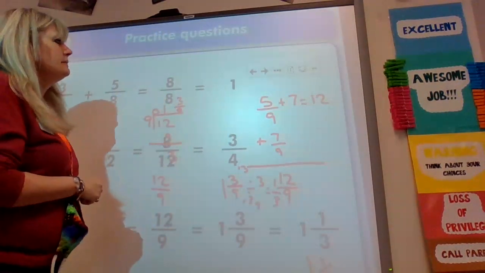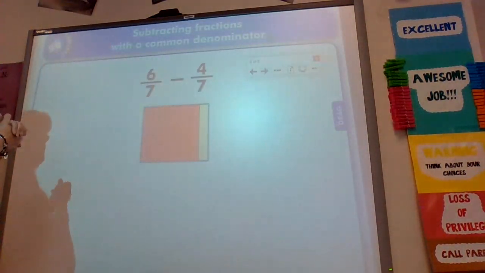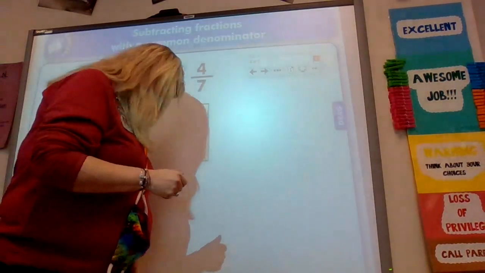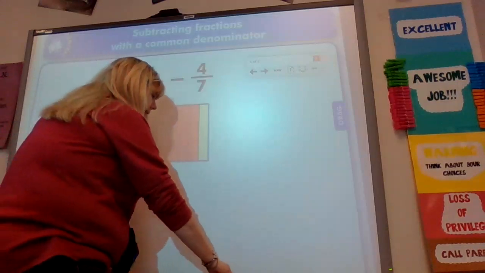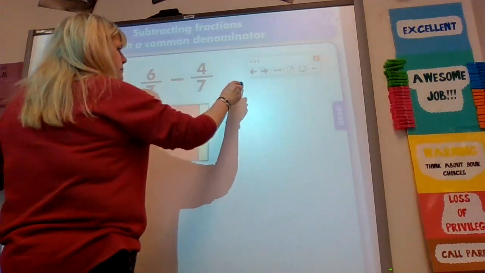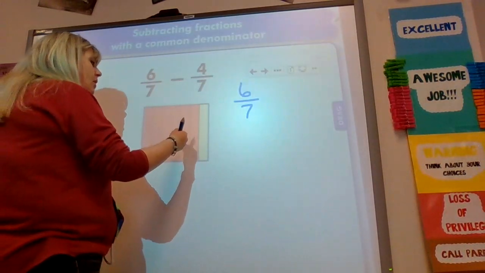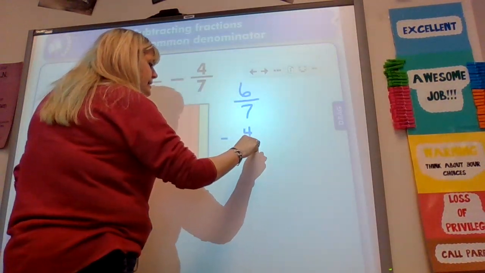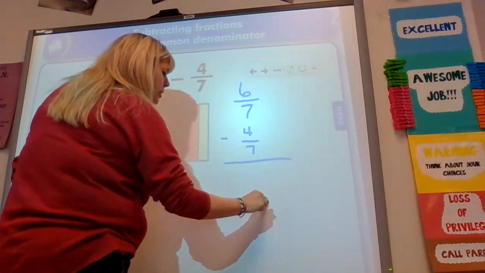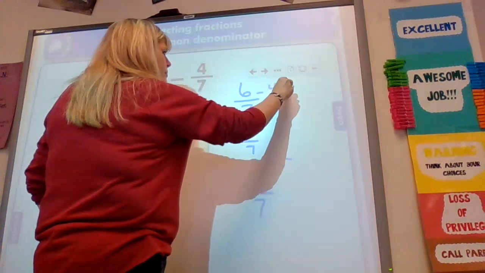All right. Let's continue on. All right. Now we're doing some subtraction, and this is a little bit different. Okay. We have 6/7 here. When we are subtracting like with fraction bars, you're going to see that they're x'd out. Minus 4/7. So I know my denominator is 7. 6 minus 4 equals 2.